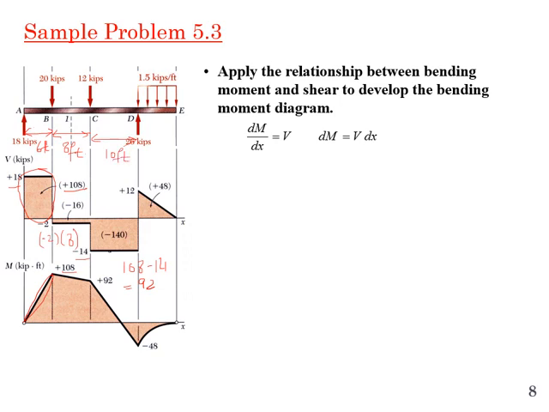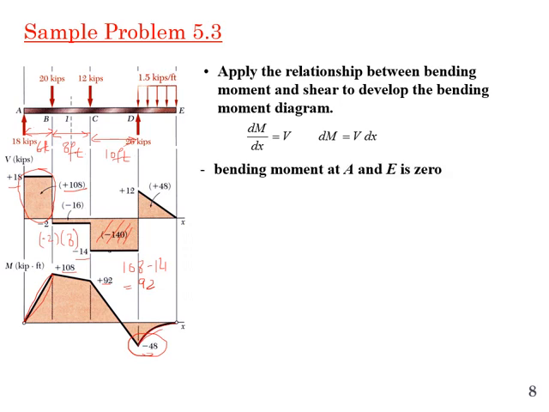So the area under this curve is 140, so that will become 92 minus 140, and that is equal to minus 48. So at D it will be minus 48 kilopound feet, and it will be 0 at E. But if you look at this curve, it will be parabolic.